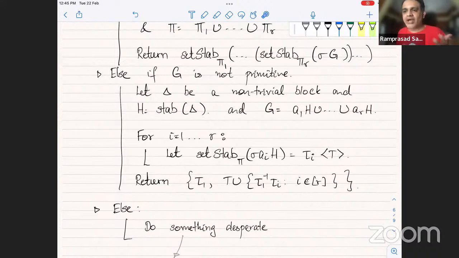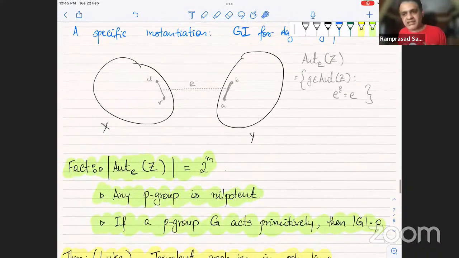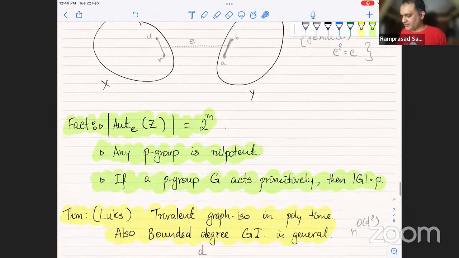Okay, and it so happens that in the degree 3 setting or the bounded degree graph isomorphism setting, etc., you turn out to be in that situation, because for the sort of groups you are interested in, if you know it acts primitively, it turns out the size is small, and that together will complete this proof.